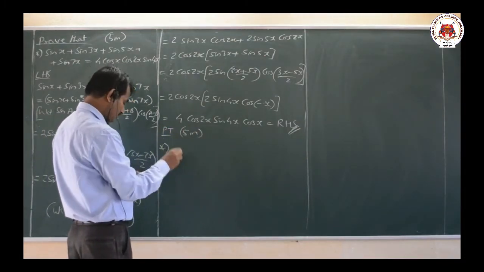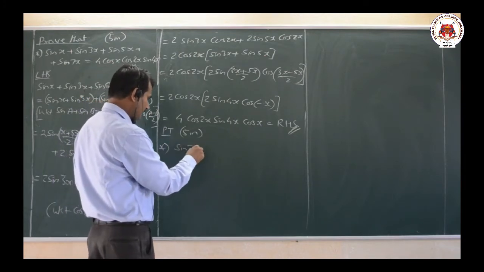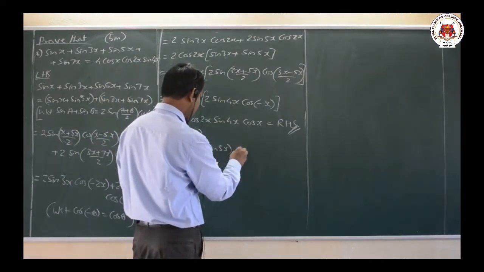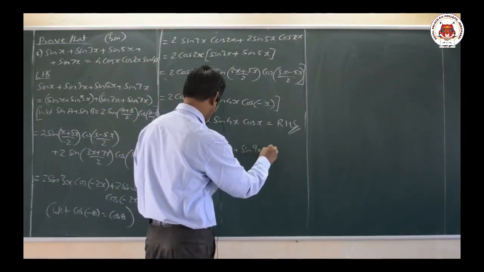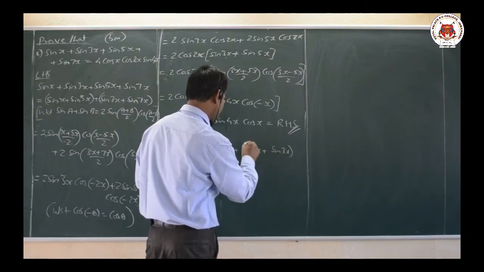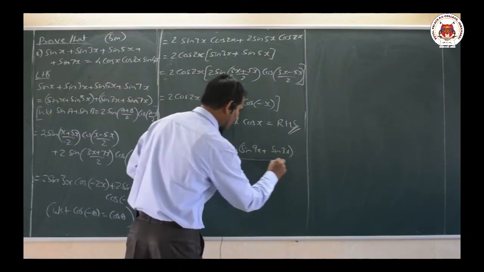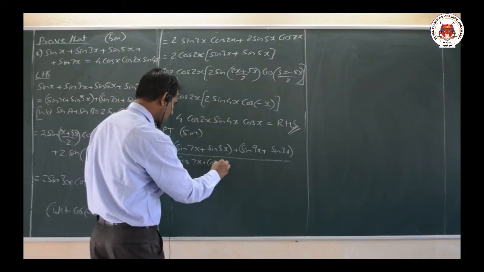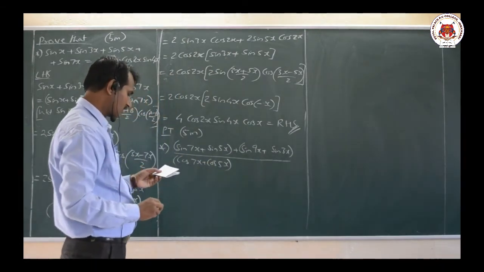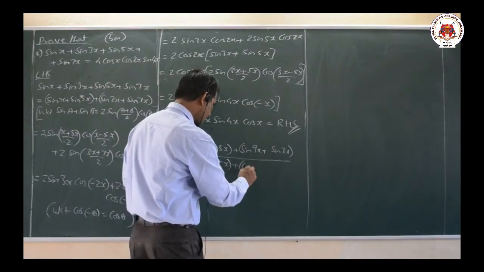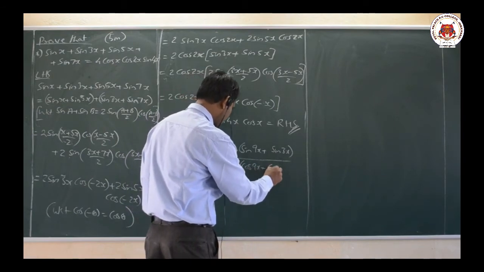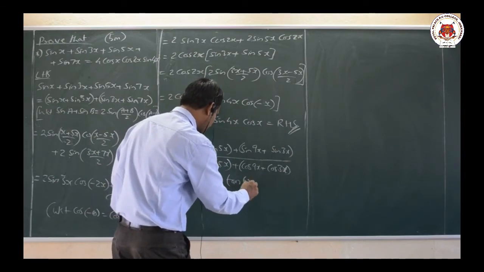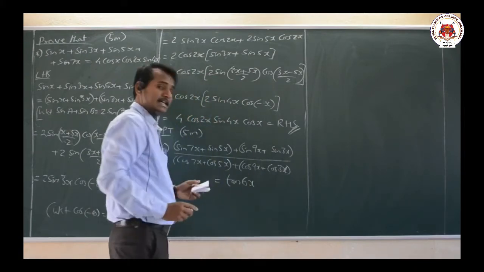The question is: (sin 7x plus sin 5x plus sin 9x plus sin 3x), the whole divided by (cos 7x plus cos 5x plus cos 9x plus cos 3x). I am required to prove that the value is tan 6x. Very simple, that is tan 6x.